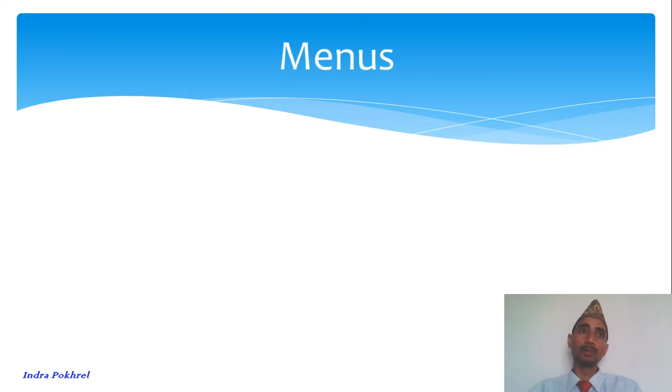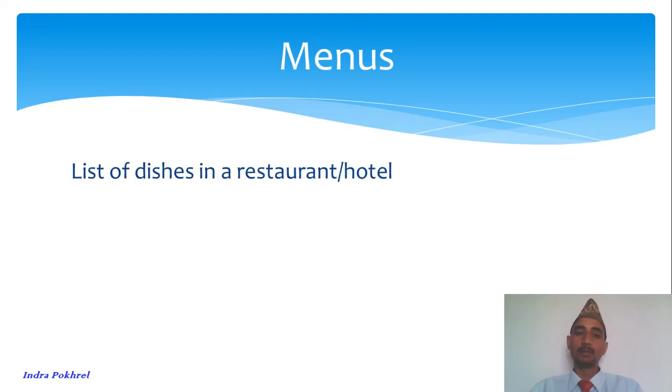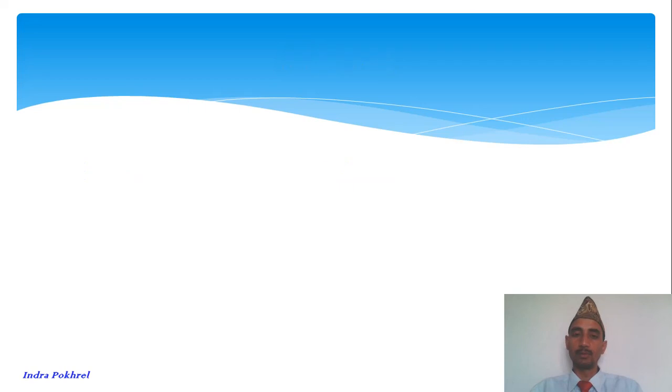Okay, so whenever you go to a restaurant, hotel, or cafe, first of all you see the menu to choose food items from the list. A menu is a list of food items in a restaurant, hotel, or cafe. So you can see it is a list of dishes in a restaurant or hotel.